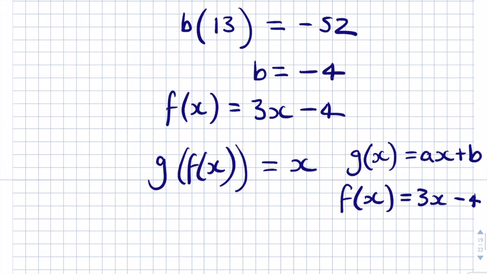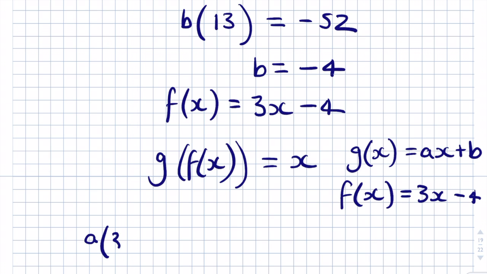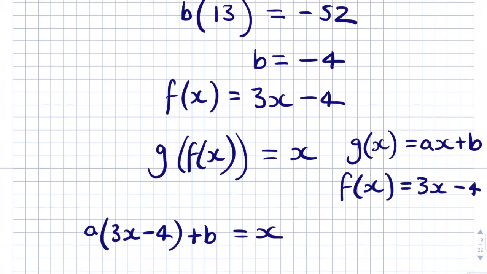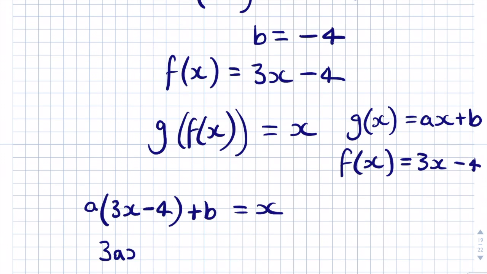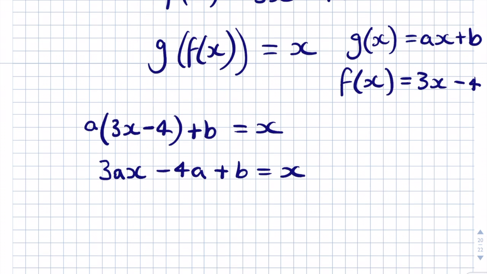So to find this composite function, we need to replace x from ax plus b with 3x minus 4. So we get a of 3x minus 4 plus b, and of course that's equal to x. And that becomes 3ax minus 4a plus b equals x. And again, what we can do here is compare coefficients. So this is going to have a 1 in front of it.